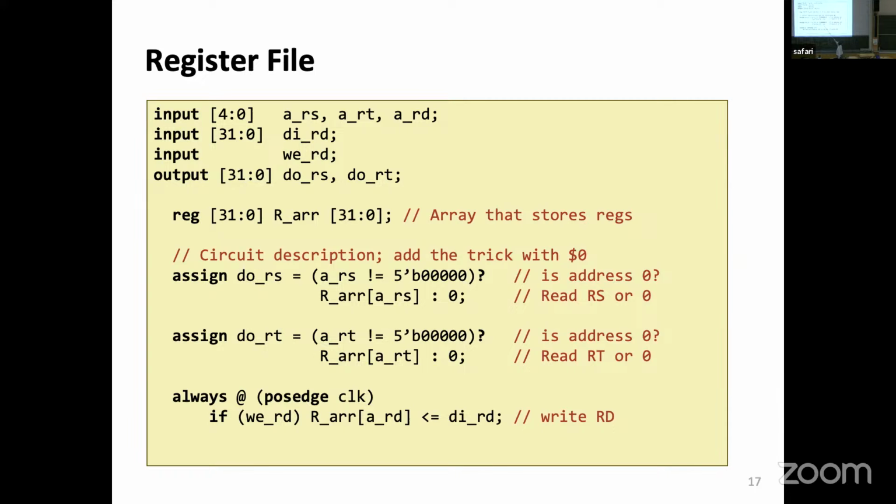It doesn't have to be, because you see, this is a cool trick. I check if the address equals all zeros. If it is equal to all zeros, I directly return 0. Otherwise, I pick from the array. I don't even look at the register array. I say, hey, the address is 0, you get 0. I don't care what's written in the array.